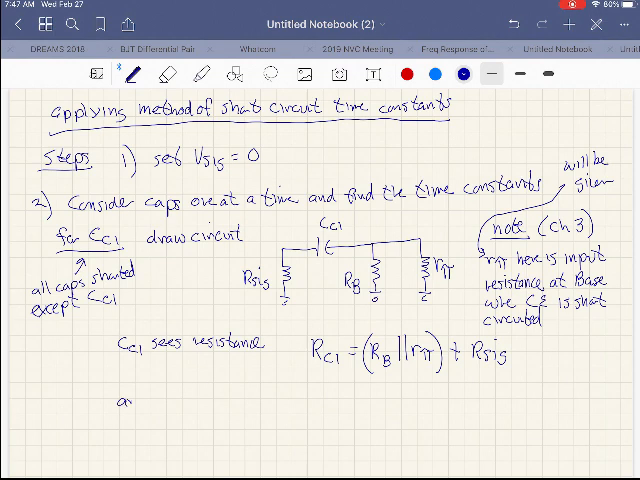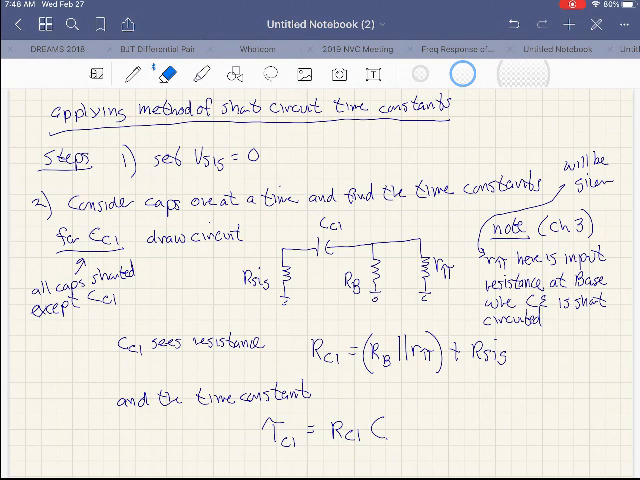So we're calling that RC1, and the time constant, we'll call it tau C1, is RC1 times CC1. Okay, we can do the same thing now for CE.